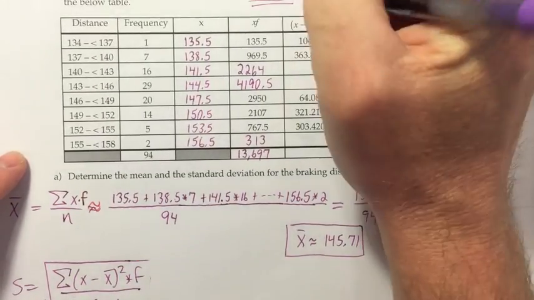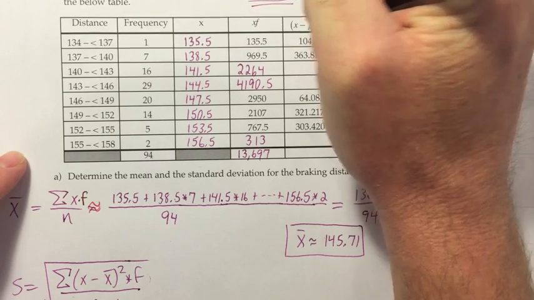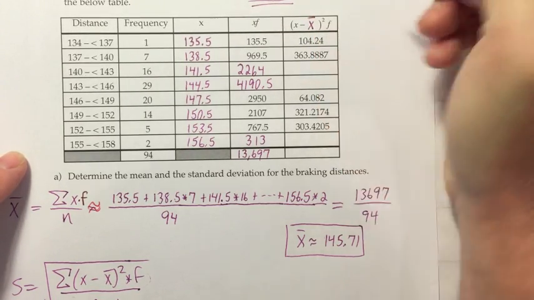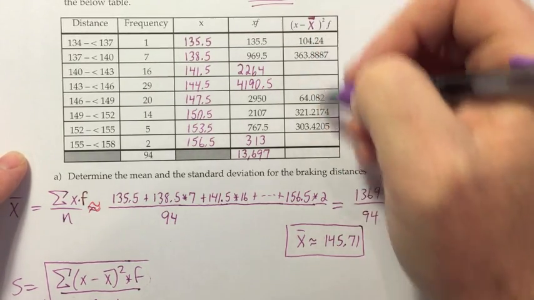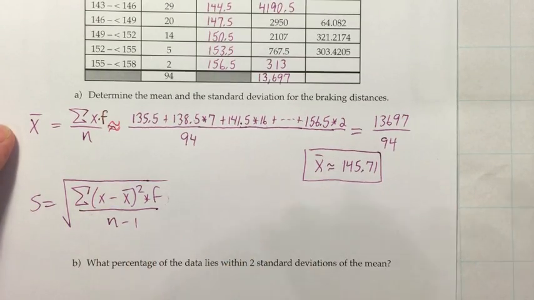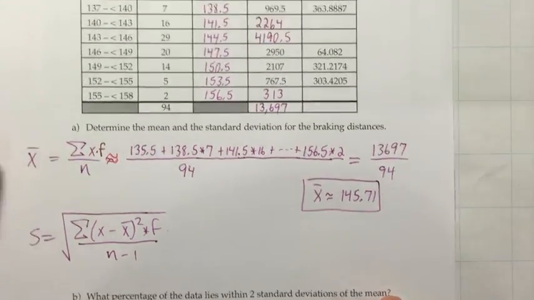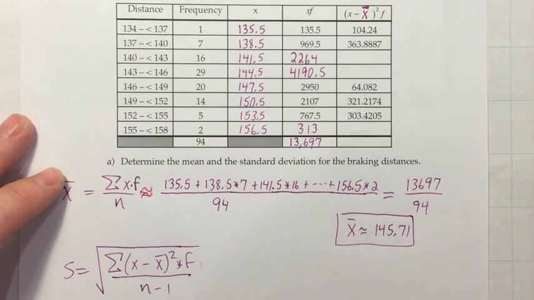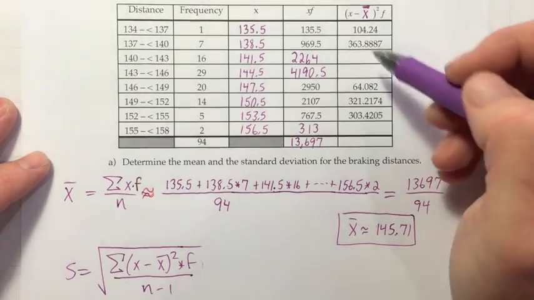So I want to take this part of the column and make it match that, (x minus x bar) squared times f. And if I fill this in and I add it up, then that'll be the numerator for this fraction, and we'll almost be done with the standard deviation. So that's the goal here. So let's go ahead and make some headway on that.